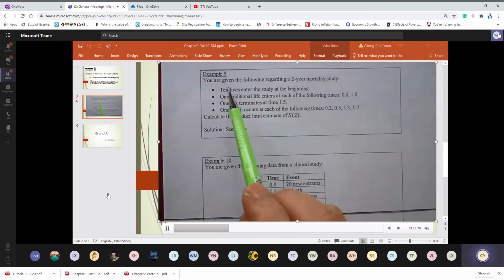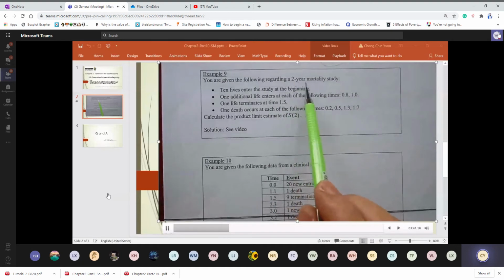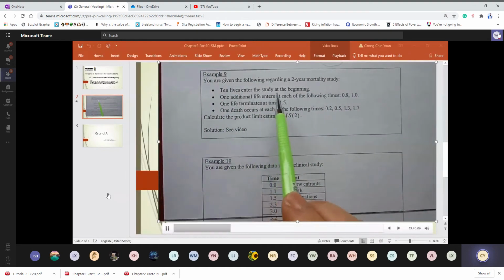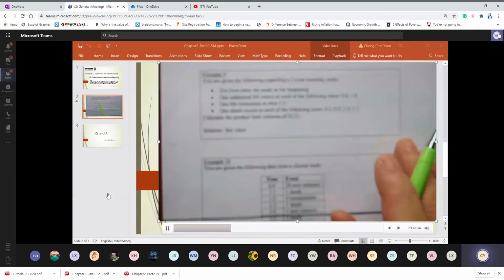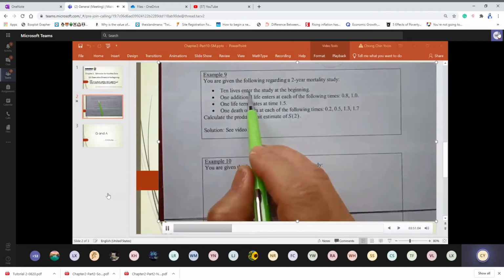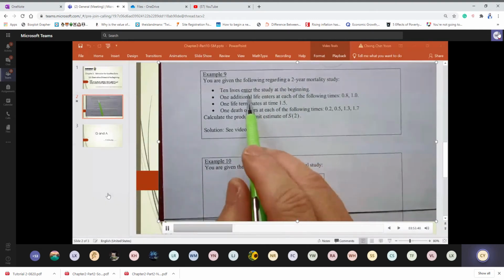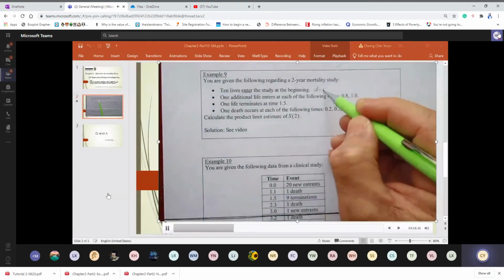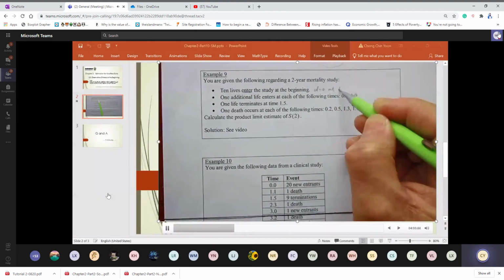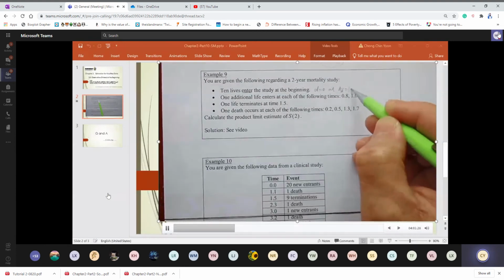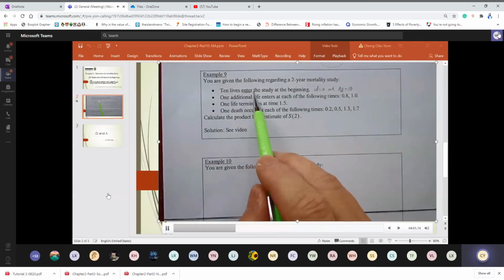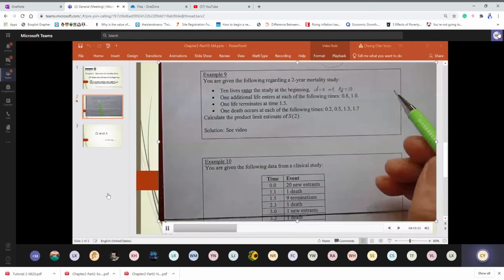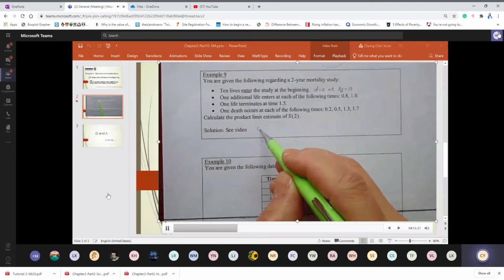Example 9. You are given the following regarding a 2-year mortality study. 10 lives enter the study at the beginning. It means this entry data refers to the truncation, so our truncation value is 0 and the frequency is 10 because we have 10 entered values at the beginning. That is 0. So the first data we have is 0.